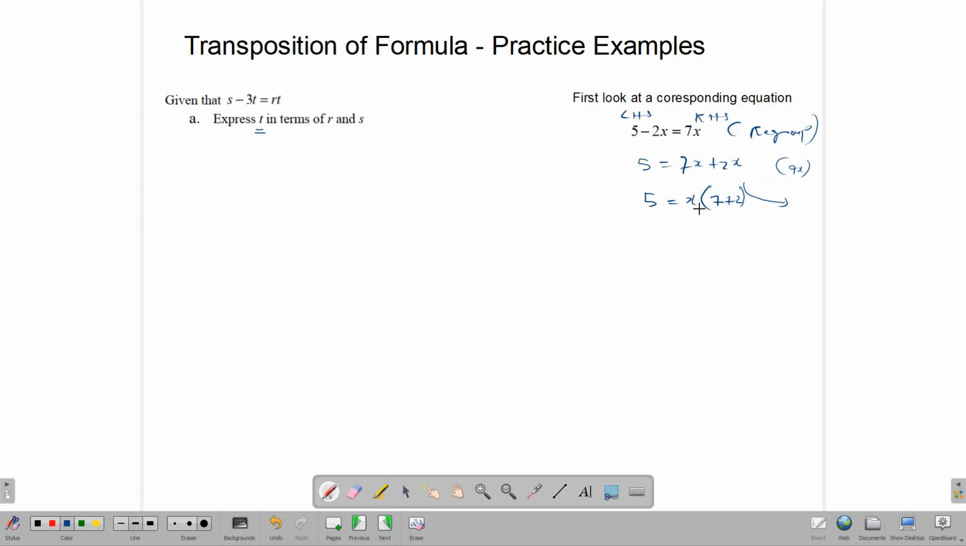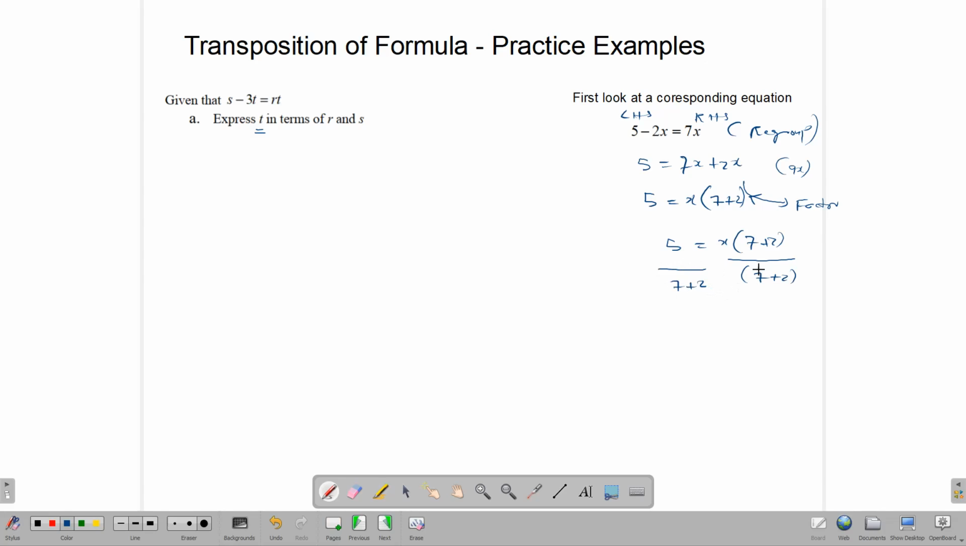Now, we want to find what x is. Since this bracket multiplied by our x gives us 5, we now want to divide by our bracket. So we are factoring here, and now we want to divide by our bracket. So 5 is equal to x bracket 7 plus 2, and we're going to divide by the bracket, which is 7 plus 2. Yes, we're dividing by 9.